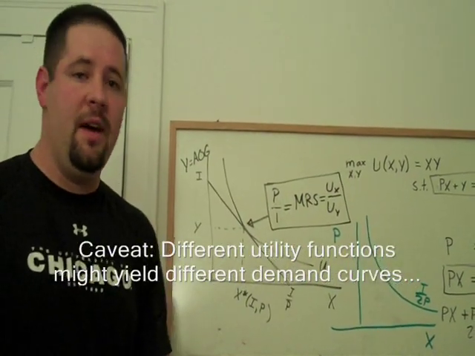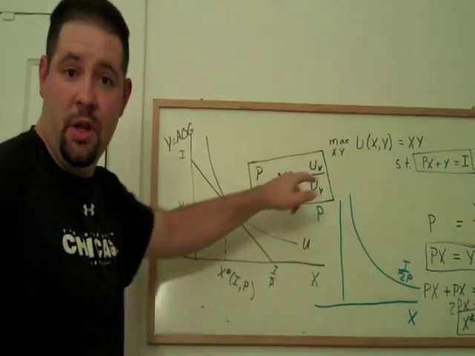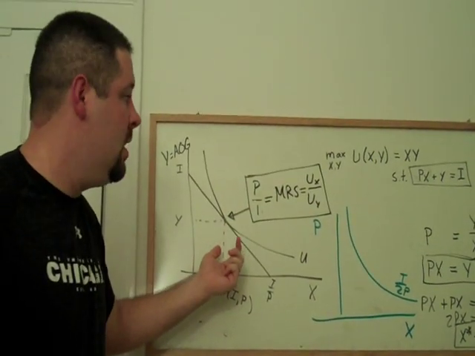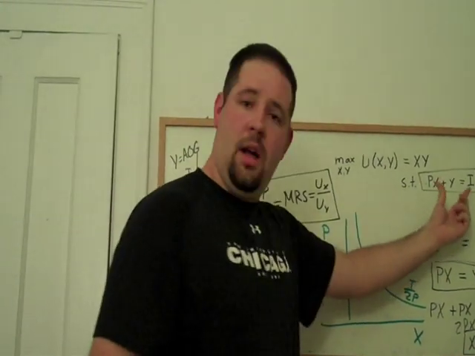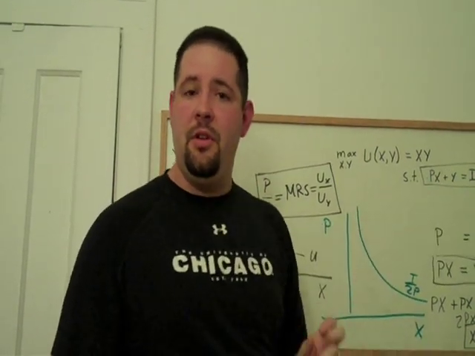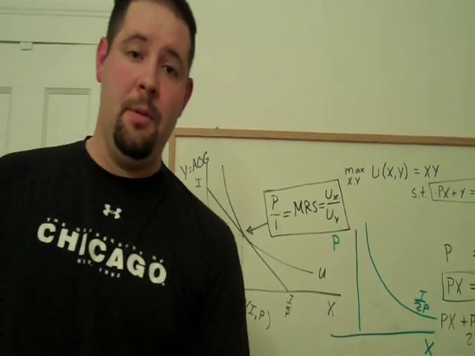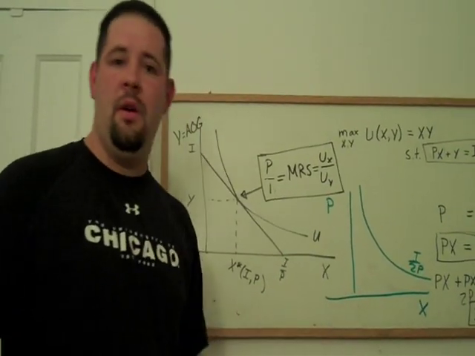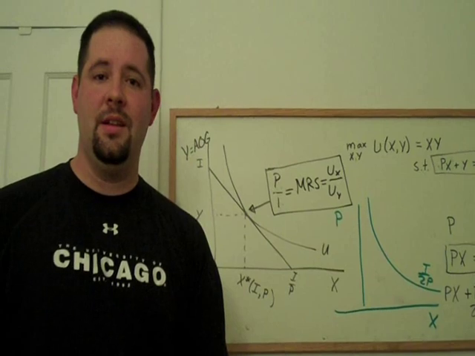Notice that the way we found this is we used our slopes equal condition: marginal rate of substitution equals the ratio of the prices. And we evaluated on the budget constraint. Those are the two conditions that define the consumer optimum, and that's all you need to know to get a general expression for a demand curve, at least in the simple case.